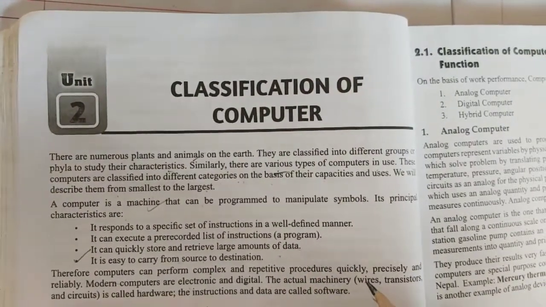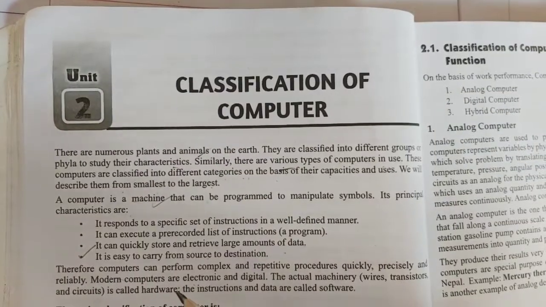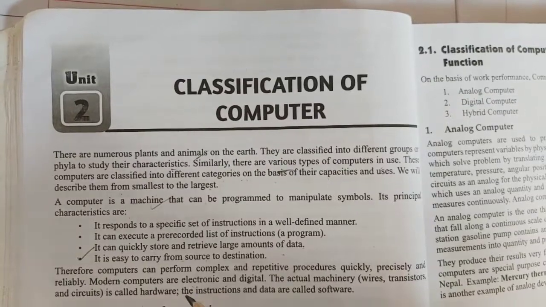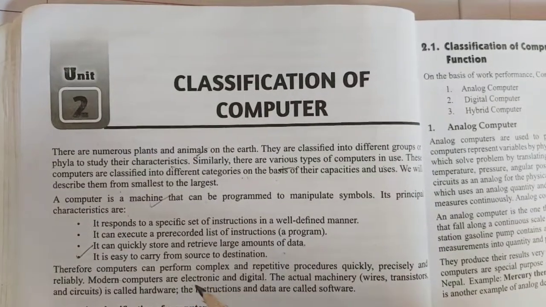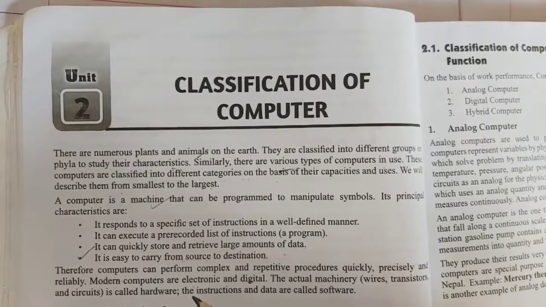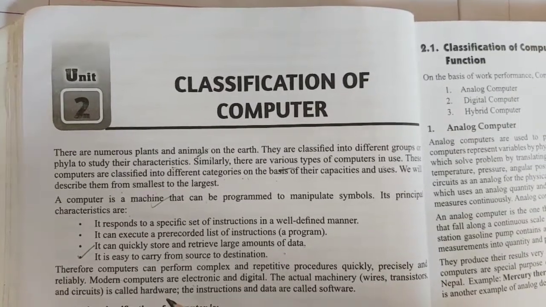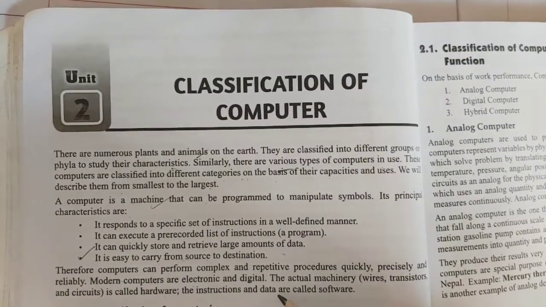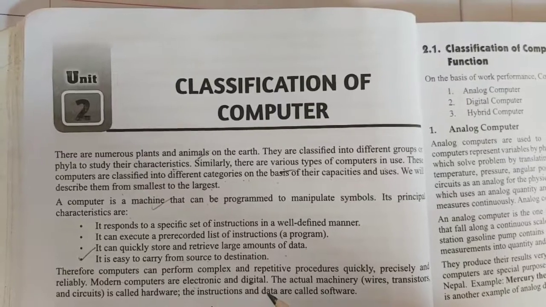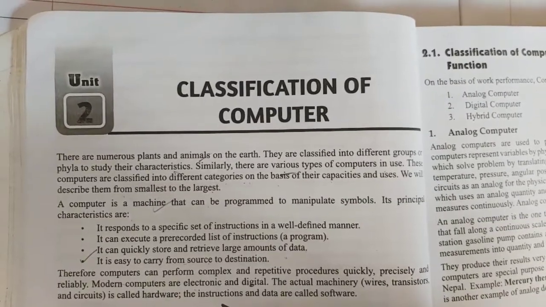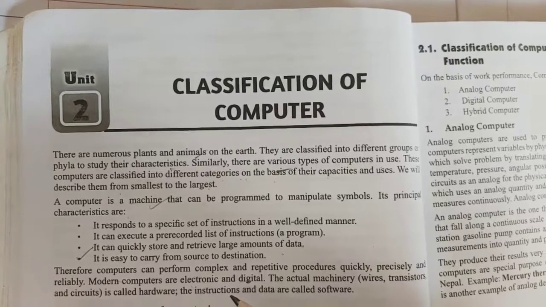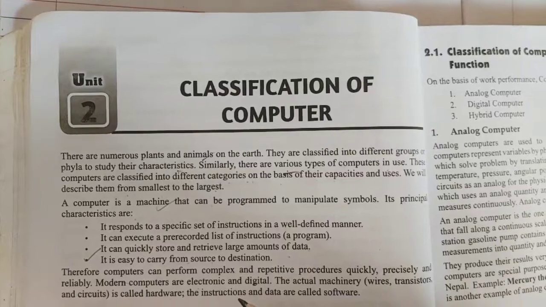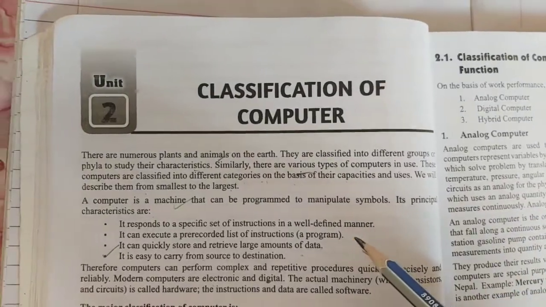The actual machinery, wires, transistors, and circuits are called hardware. The instructions and data are called software. There's a small definition of software and hardware given here. The actual machinery, the wires, transistors, circuits, the physical part of the computer is called hardware. And the software is visible, but it cannot be touched physically. Software gives the instructions to the computer. It gives commands to the computer or the program on what to do in the computer.